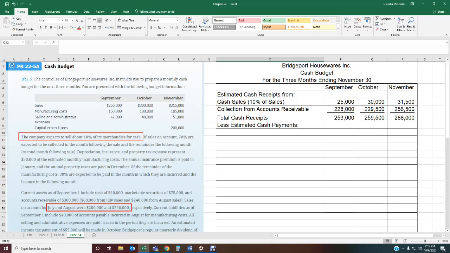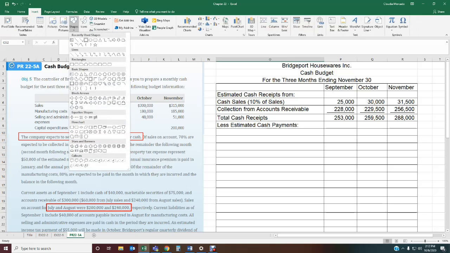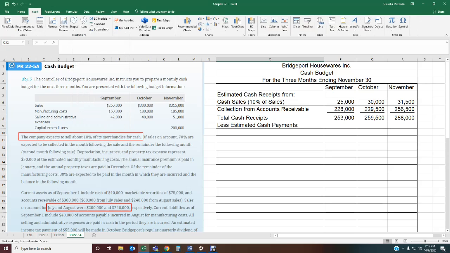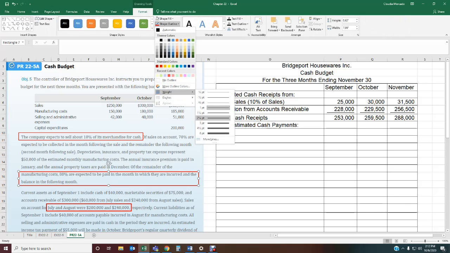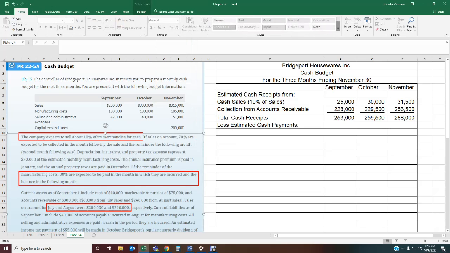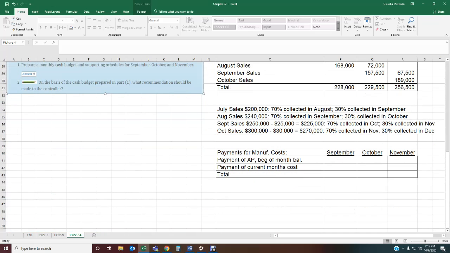Now this is very important. Let me highlight this or box it out. Manufacturing costs: 80% are expected to be paid in the month in which they are incurred, and the balance in the following month. So that is what it says here. 80% are going to be paid in the month they are incurred, and then 20% the following month. So let's do our analysis. Let's go down here and do our analysis.